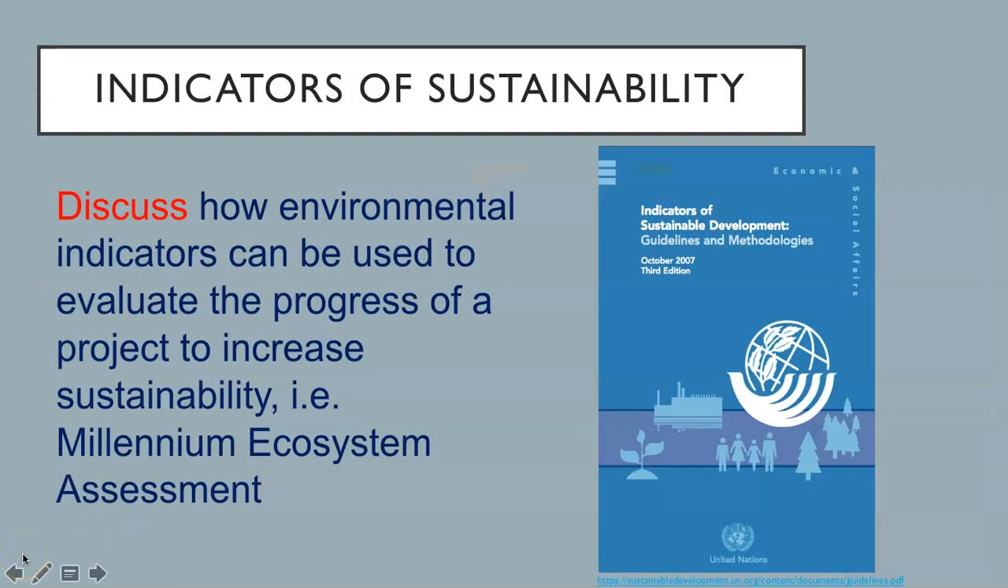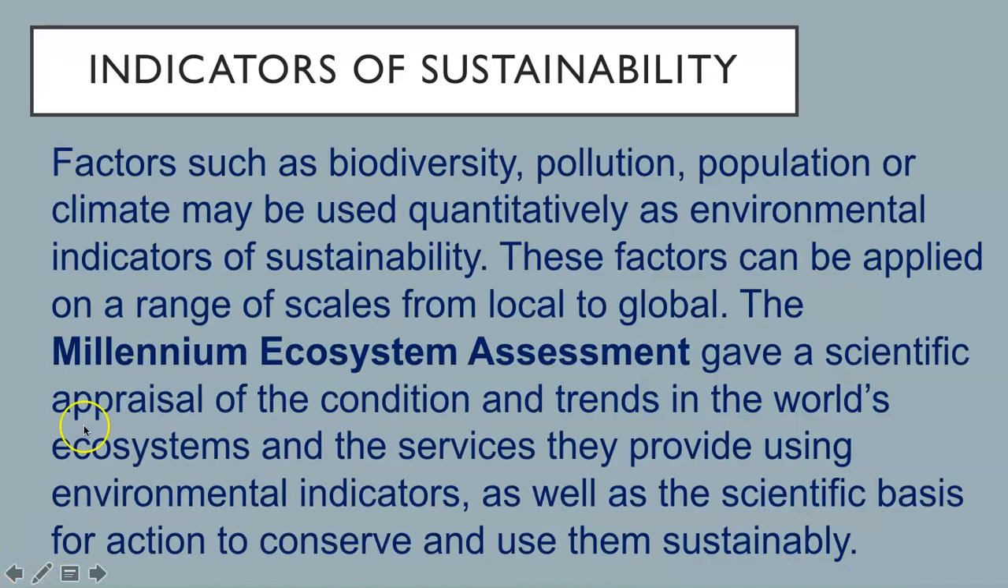So how do we measure a country's sustainability? You need to be able to discuss how environmental indicators can be used to evaluate the progress of a project to increase sustainability. For example, the Millennium Ecosystem Assessment. Factors such as biodiversity, pollution, population, or climate may be used quantitatively as environmental indicators of sustainability. These factors can be applied on a range of scales from local to global.